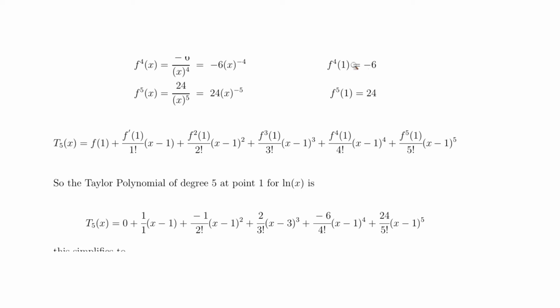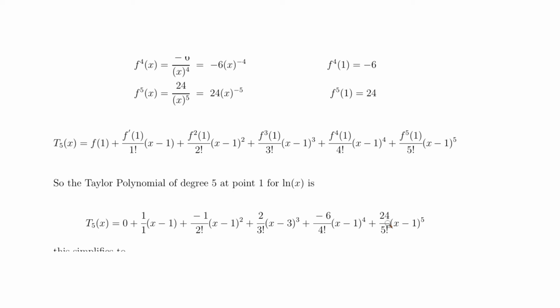Fourth derivative is here with minus 6, so we put a minus 6 in here, and then end up here with minus 6 divided by 4 factorial, x minus 1 to the power of 4, and then add the fifth derivative at 1, which is 24, 24 divided by 5 factorial, x minus 1 to the power of 5.